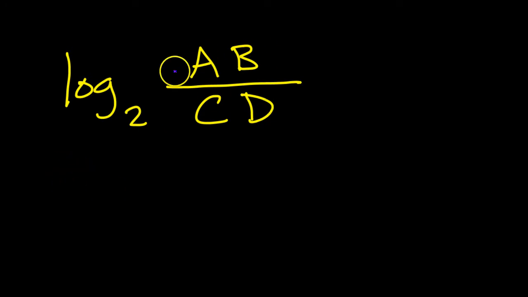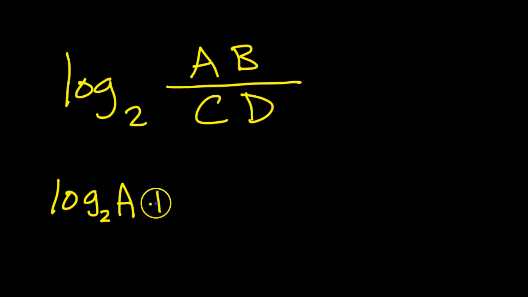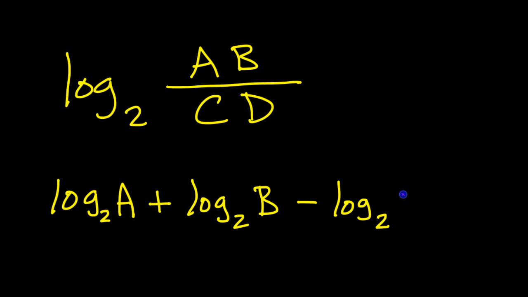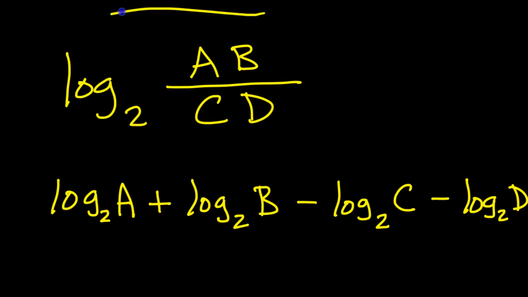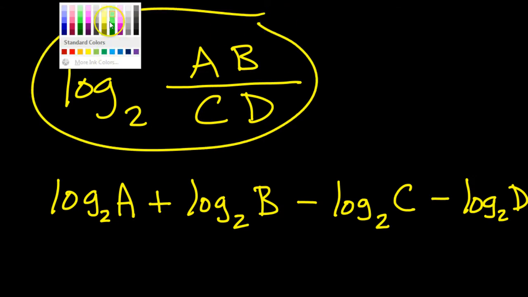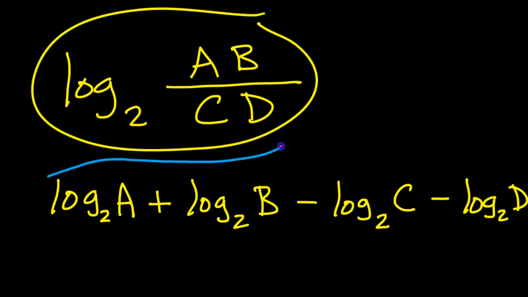So from the numerator with a and b, I'm going to have log base 2 of a. That's positive. And then I'll have to say plus log base 2 of b. Now in the denominator, I have the c and the d. So those are going to be negative log. So I will say negative log base 2 of c and negative log base 2 of d. So this expands out to equal all of this.